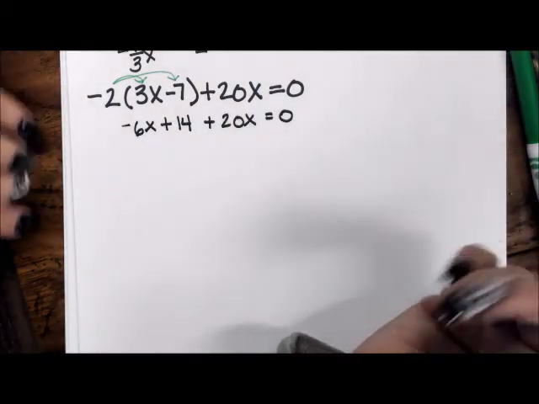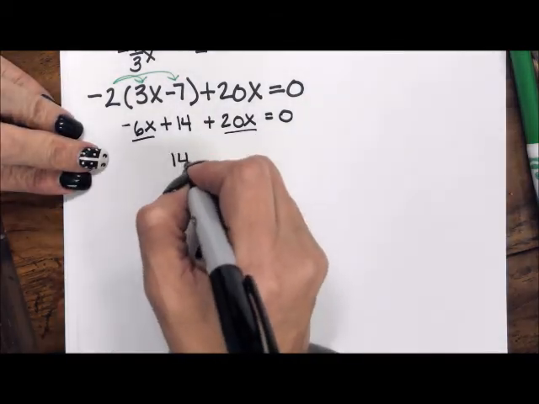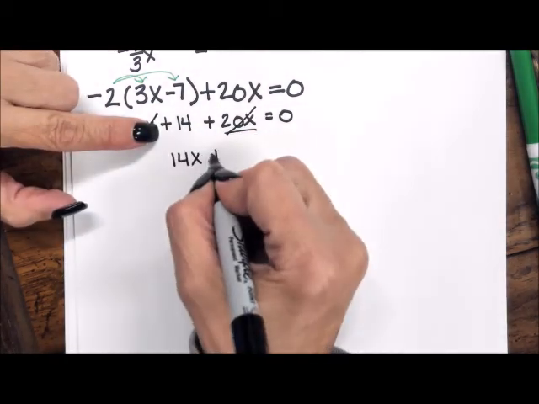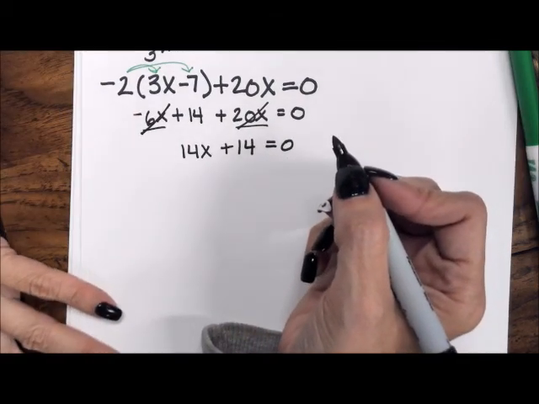I could probably put something together. Looks like 20x and -6x. That will give me 14x. So I'm going to mark those off that I used them. I still have this plus 14 equals 0. Man, what does that mean?